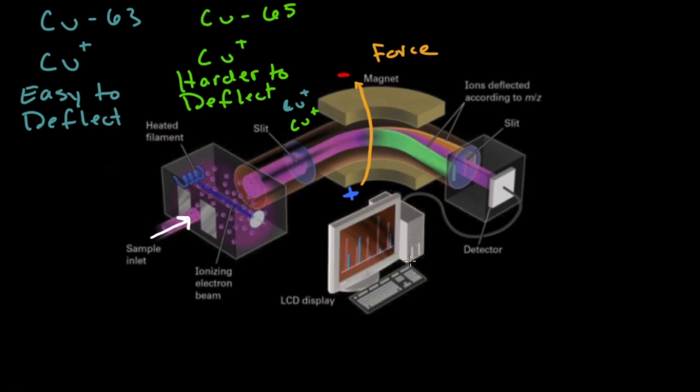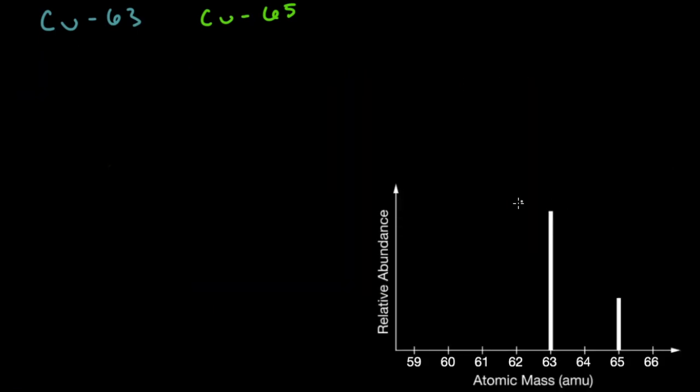And so what we'll do now is we'll talk about what this display means and how to read this data. So here's an example of a mass spectroscopy graph, and let's talk about how we would analyze this graph. These two lines right here represent different isotopes. This line has an atomic mass of 63 atomic mass units, and the other isotope over here has an atomic mass of 65.